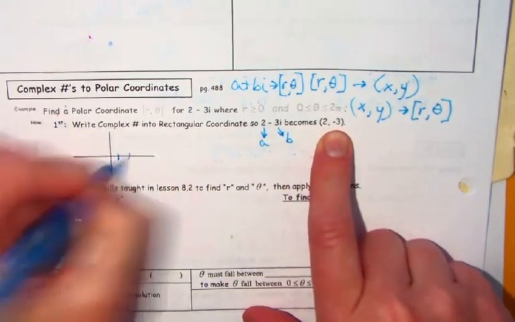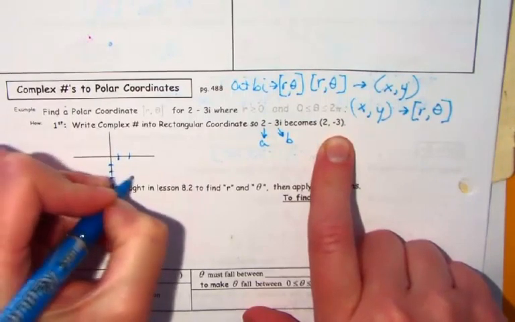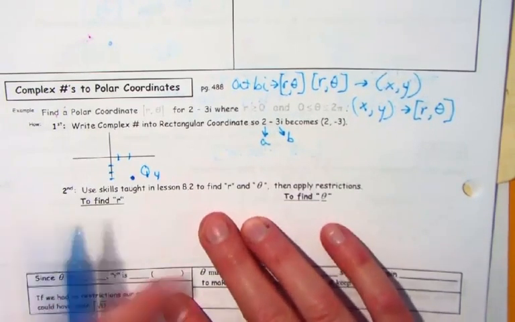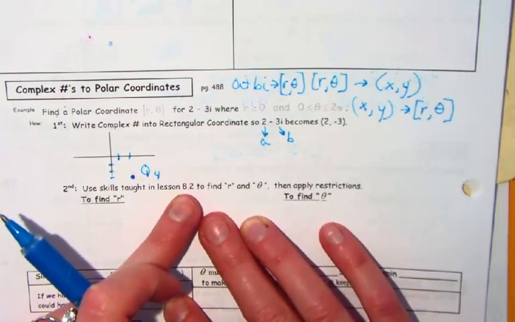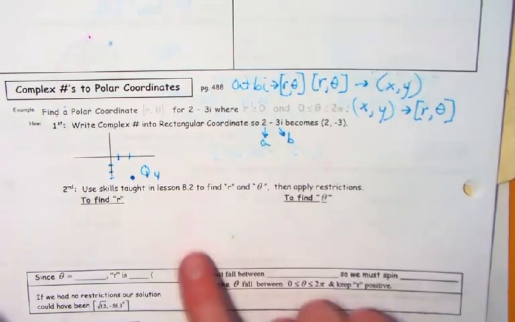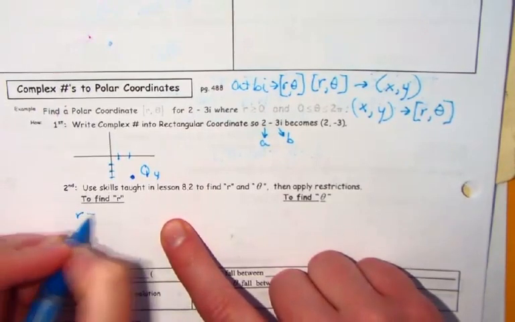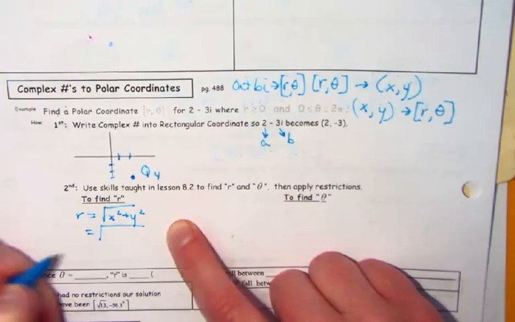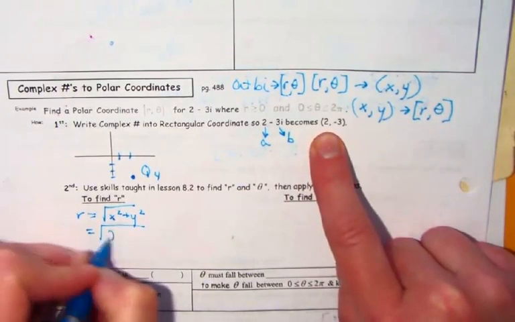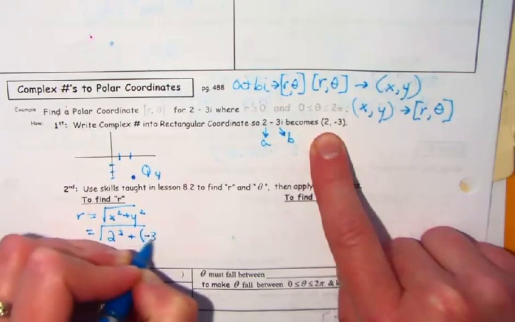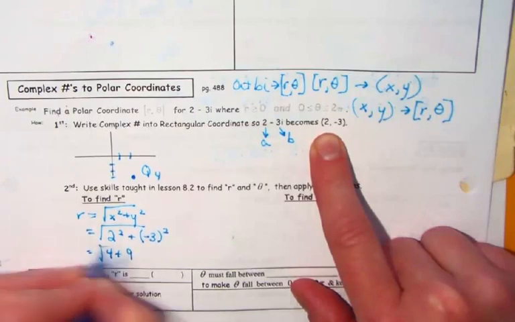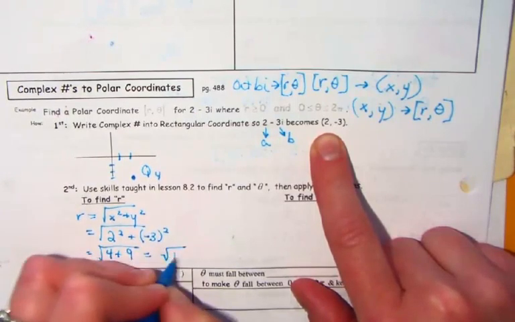So we start by writing our complex number in rectangular coordinates. Let's go ahead and graph that, to get a little visual of where we are here in quadrant 4. Then we'll use the exact same process we had in 8.2 to convert to polar. Our radius is the square root of x squared plus y squared. Our x is 2, our y is negative 3. 4 plus 9, so we're looking at a square root of 13.